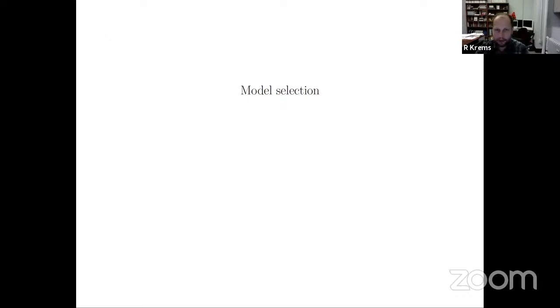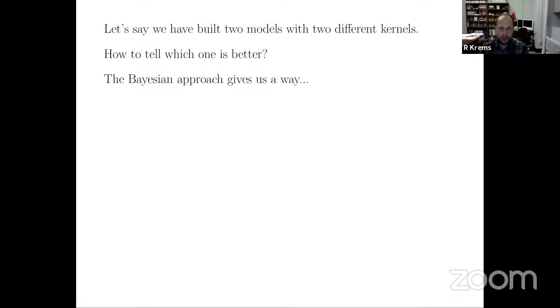So now this is a very important section. Model selection. Let's imagine we have built two models with two different kernels in the context of what we're talking about. So how to tell which one is better? So the Bayesian, is there a question? No. Okay, so the Bayesian approach gives us actually a formal way to deal with this question.